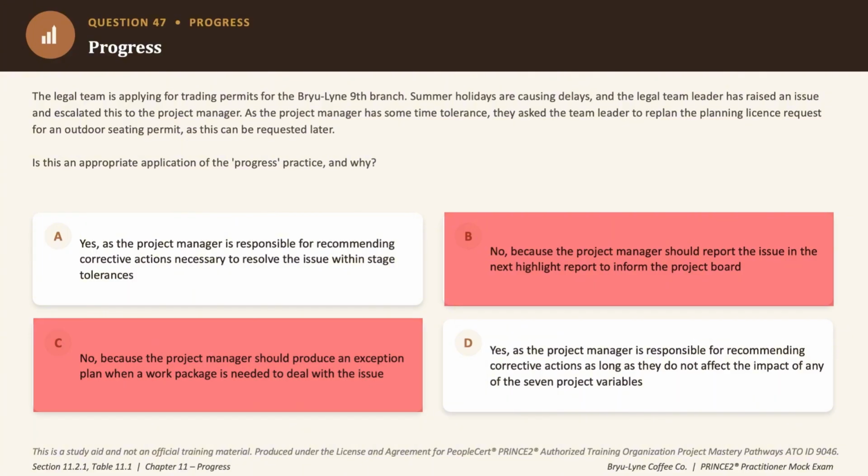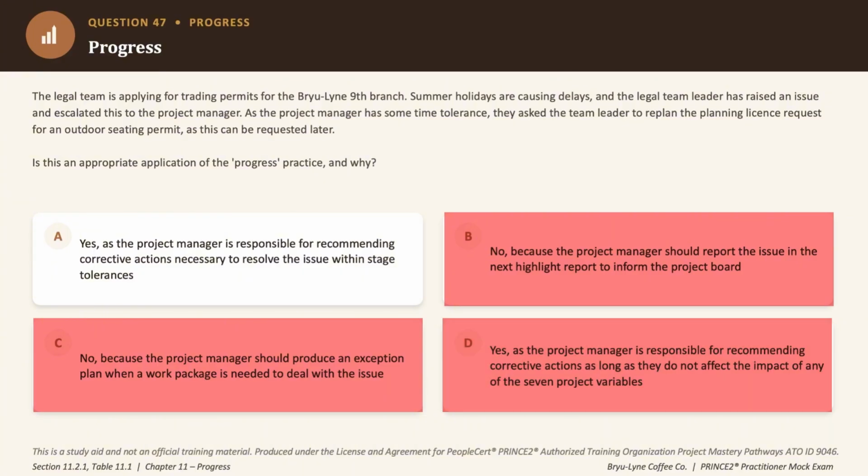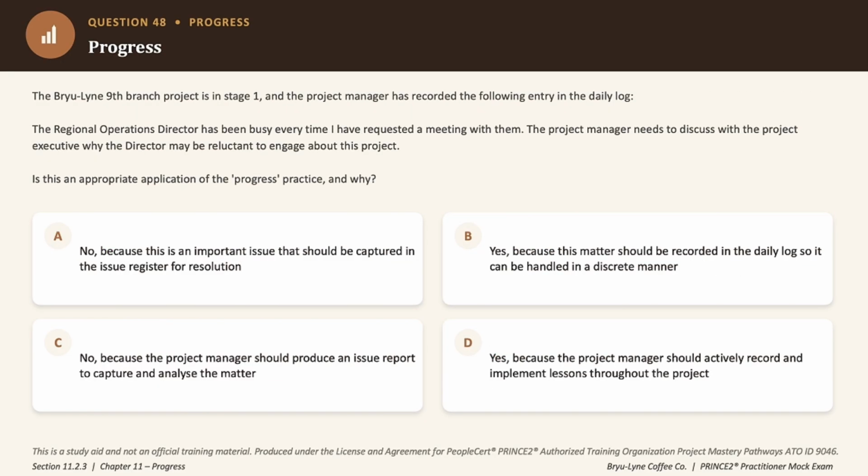So eliminated. Option D says yes, but only as long as none of the 7 project variables are affected, which doesn't really hold up because scope is clearly being adjusted here, and that's still a valid corrective action, right? So an incorrect answer choice. So the correct answer to this question is option A, which says yes, the project manager can recommend corrective actions to resolve the issues within stage tolerances. Okay, and that is precisely the authority being used here. So the correct answer is option A. Right, so let's move on to question number 48.